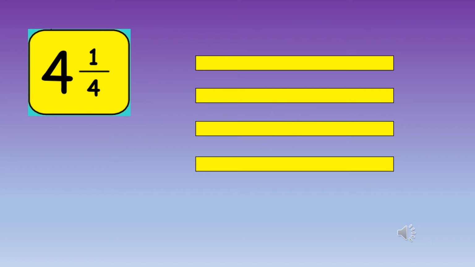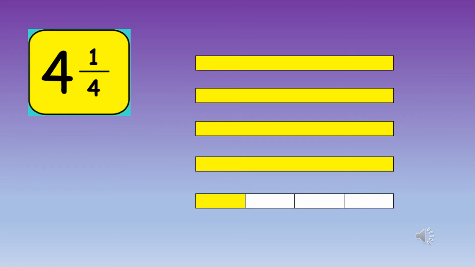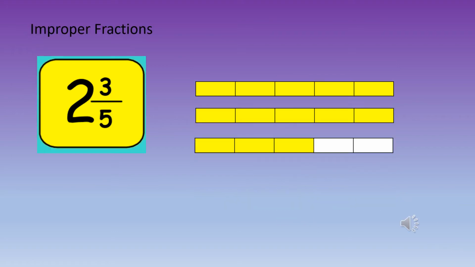To represent 4 1/4, you should have 4 wholes completely shaded in. Then your fifth diagram should have been split into fourths, into quarters, and one of those quarters should have been shaded in to show 1/4. So your diagram representing 4 1/4 should have looked something like this.